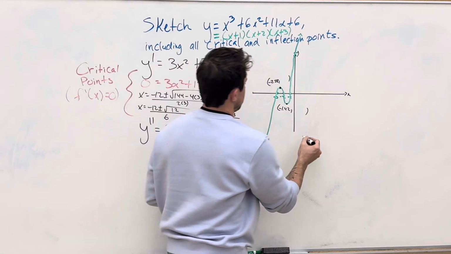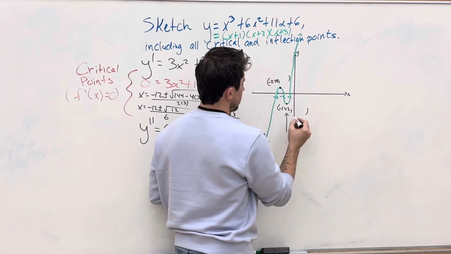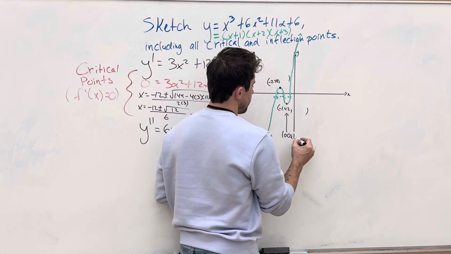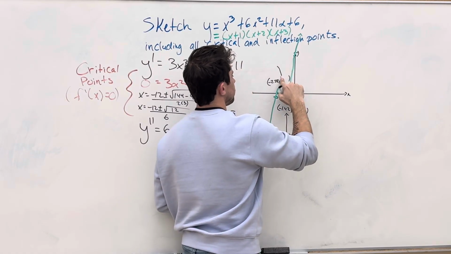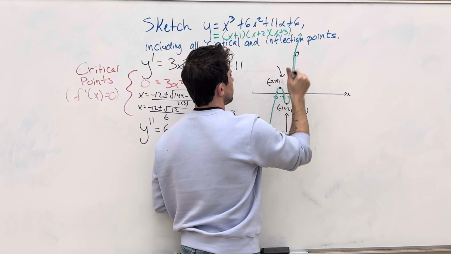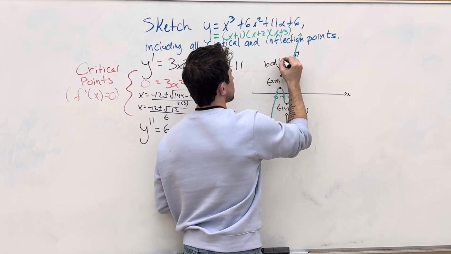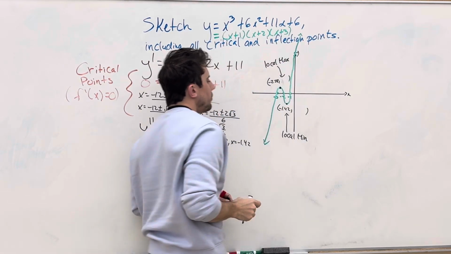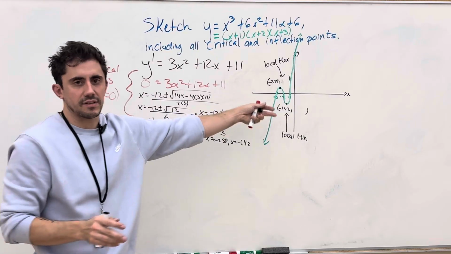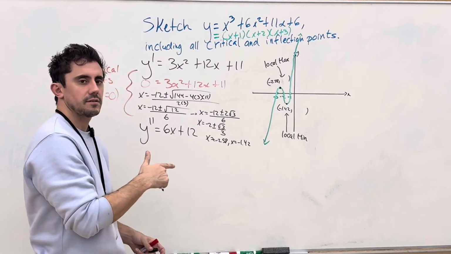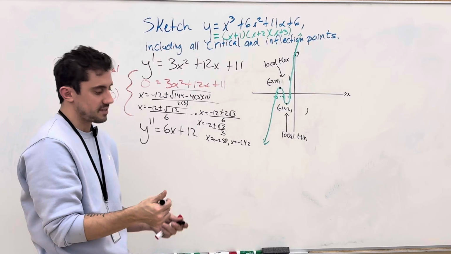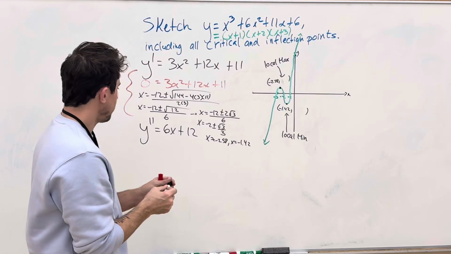And so this point here very clearly is going to be a local minimum. And this point here is going to be a local max. Right? Now we know those because we can see it graphically, but it would be nice for us to be able to verify that with something else, like the second derivative. So let's go ahead and do that.